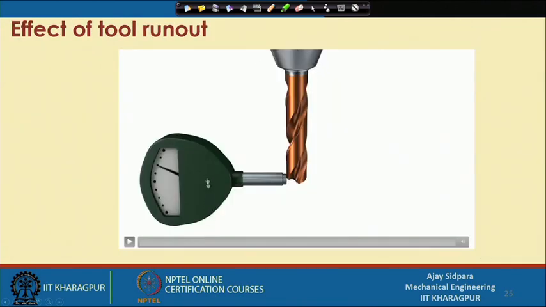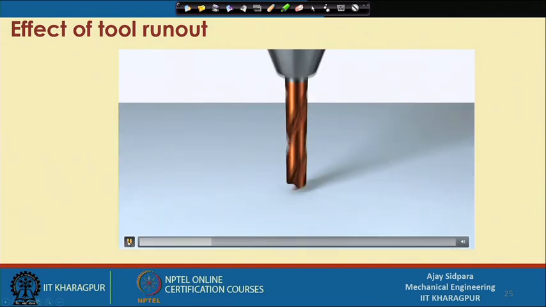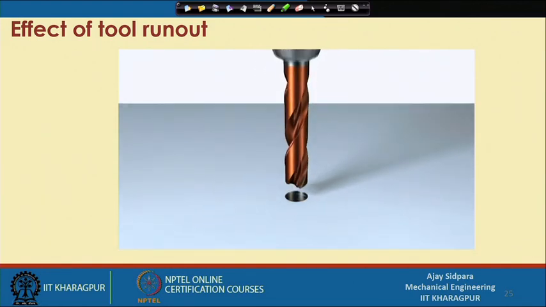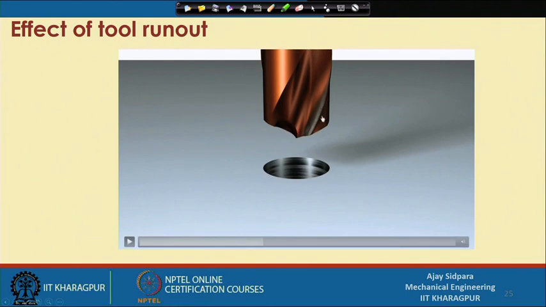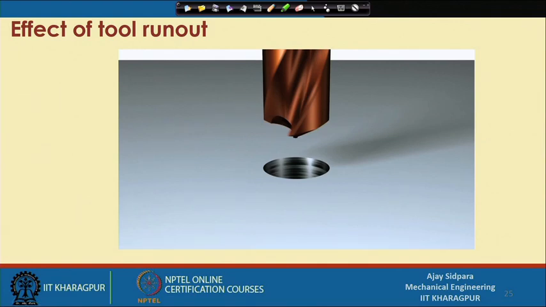So what is the problem with this? Now you can see that this is the runout. When it rotates, your dial gauge is moving at different locations. Now we are using this tool for a drilling or cutting operation. What is happening here is that only one cutting edge will do all the operation, and the other cutting edge will not come into action at all. You can see this particular cutting edge is completely free because of this runout, and all the work is done by one cutting edge.